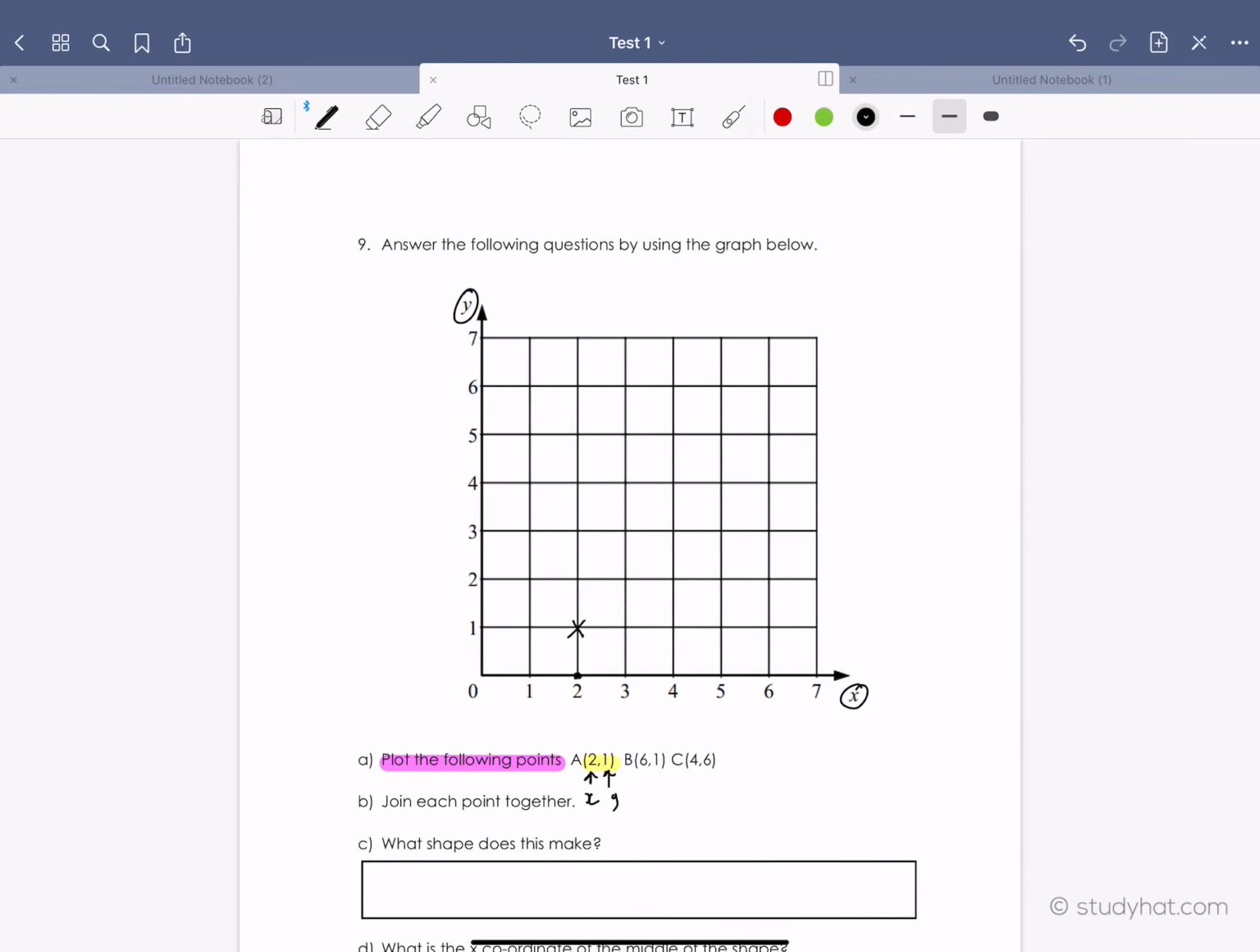So that's our point. So that's going to be point A. Point B will be 6 and 1. Point C will be 4 and 6. And then we can join these up.